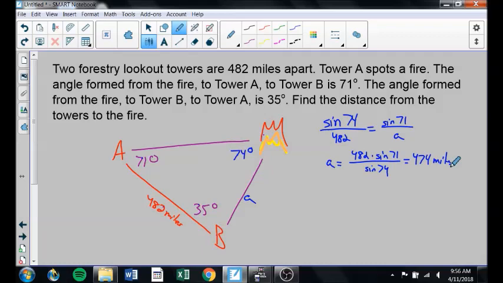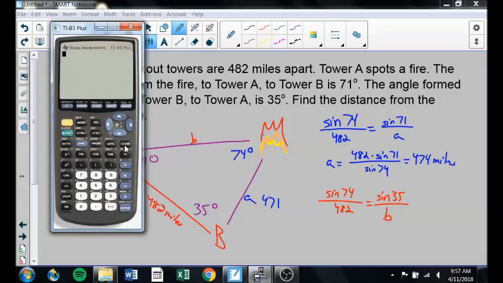So this is 482, this is 474. We can find this one in the exact same fashion. We don't want to use Pythag here because we don't have a right triangle. So I'll find side B by doing the sine of 74 over 482 equals the sine of 35 over side B, which is this side now. It's the exact same process as the last one.